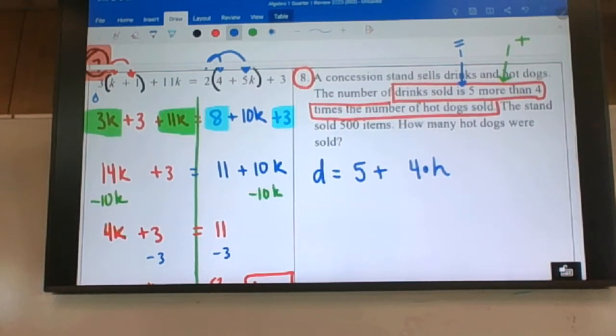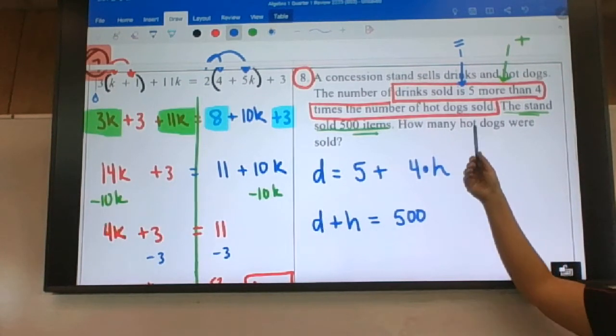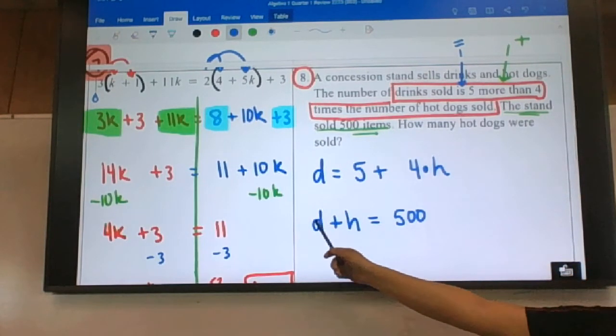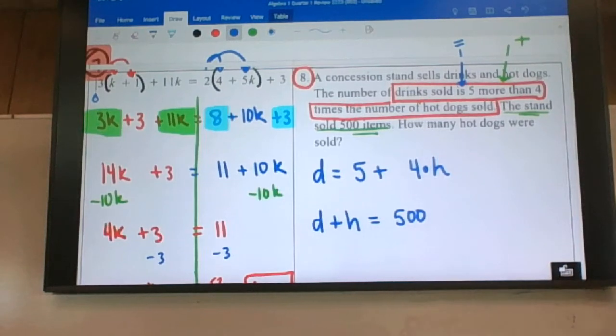So this falls under the standard writing equations from words, right? Then I have another piece of information that's separate. The stand sold 500 items. The word that we could put there was all together. So I'm going to say drinks and hot dogs equals 500. So drinks and hot dogs together was 500 total.